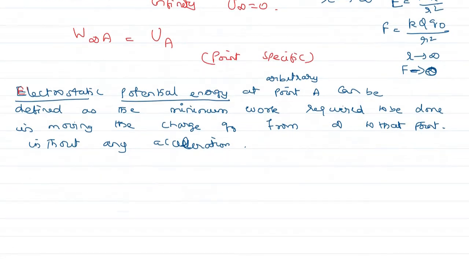So it is given by the letter what? U. Simply you can say U is nothing but the work done. The change in potential energy is nothing but work done. This we have already seen in 11th standard. Here, what is U at any point? U at any point is nothing but equal to the work done in bringing the charge from infinity to that point. This is the total amount of work done.